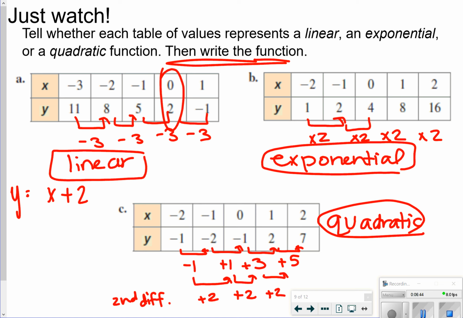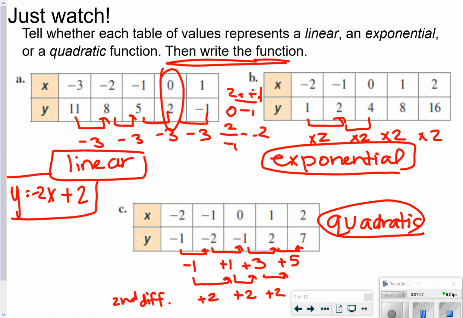And remember, that was y2 minus y1 over x2 minus x1. So what I'm going to do is basically just do this. 2 minus -1 over 0 minus 1. That's going to give me 2 over -1, which is -2. So my function would be y is equal to -2x plus 2.